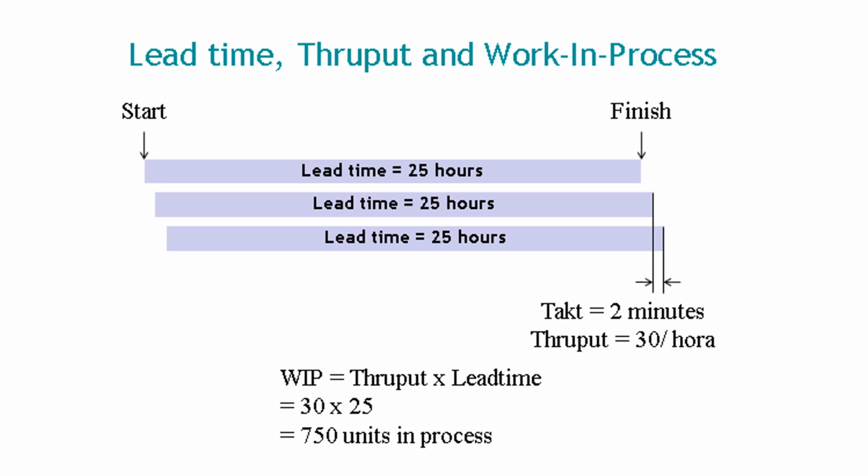Now we will apply Little's law to a previous example of the car assembly line. We want to know how many cars are in the process. So therefore, we want to calculate WIP as a function of throughput and lead time. Since throughput in our case was 30 cars per hour, and lead time was 25 hours, we multiply, and that gives us 750 cars in the process. So that will be the number of cars in the whole line.